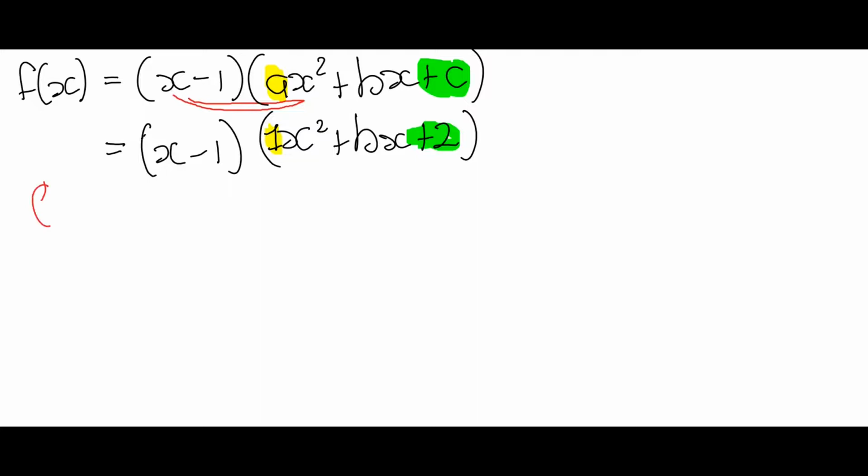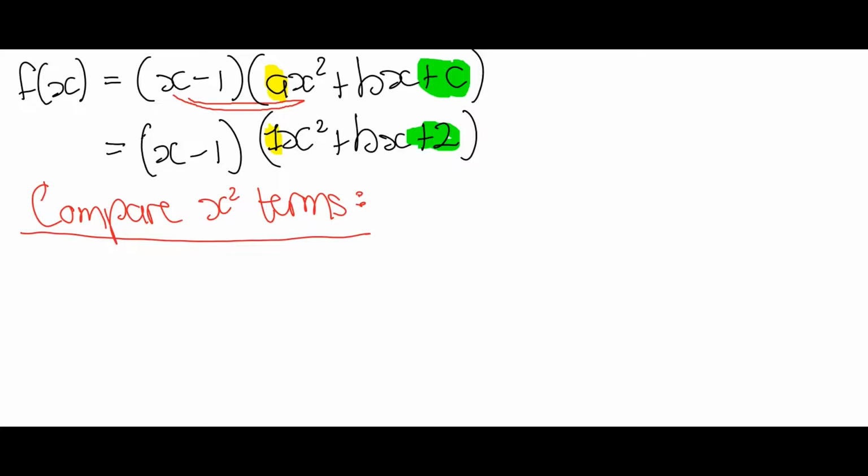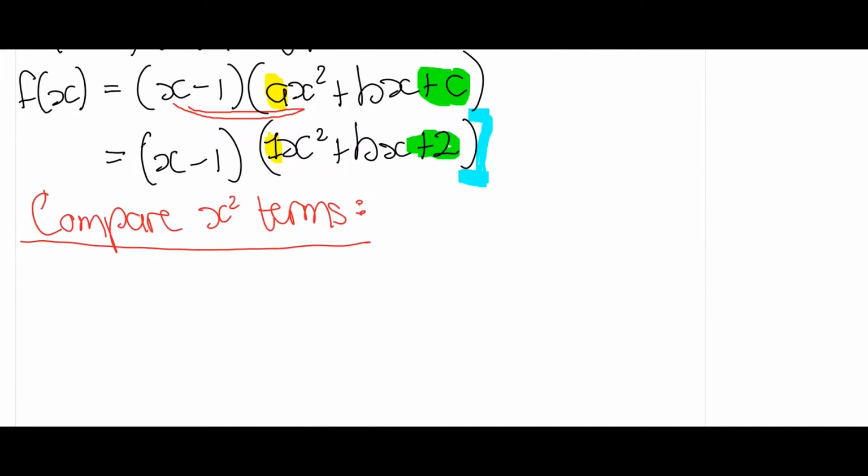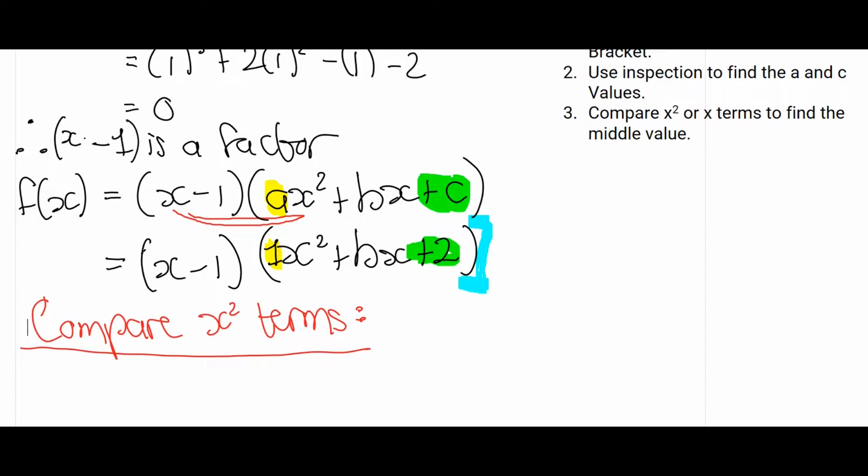So let's say we compare x squared terms. Okay, you can choose x or x squared. Let's say it's x squared for this example. And what you need to do is compare x squared terms from this expression over here, the one that you used inspection to find, and your original expression over here. So just for the sake of ease, I'm going to copy this expression down so that we can see it over here and we can compare it more easily.